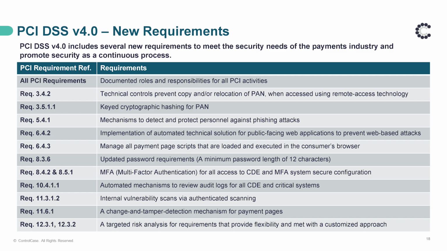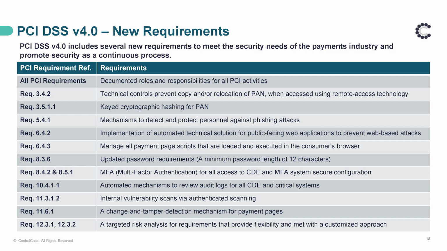Another example is 3.4.2, technical control to prevent copy and or relocation of PAN when accessed using remote access technology. After COVID, most of the organizations have found their way to work remotely. And if their business requires the employees to access the card data, right? With that in mind, this new requirement ensures that a technical control is implemented so that when, for legitimate need, employees access the PAN data or account data remotely, they cannot copy, paste it on their local machines.